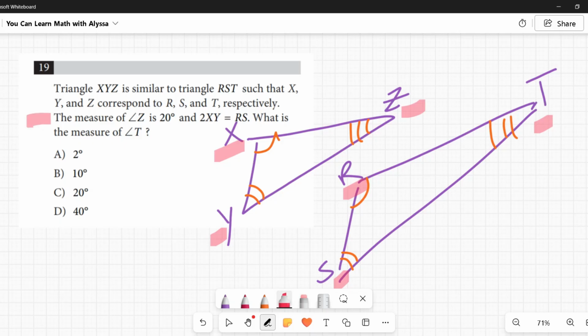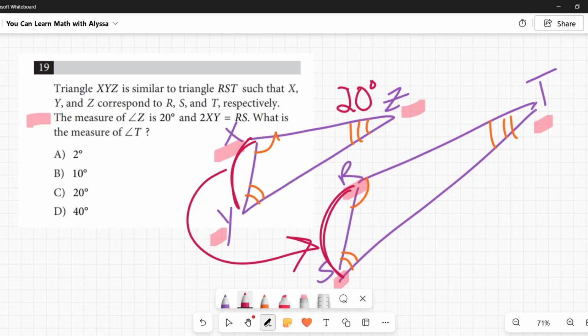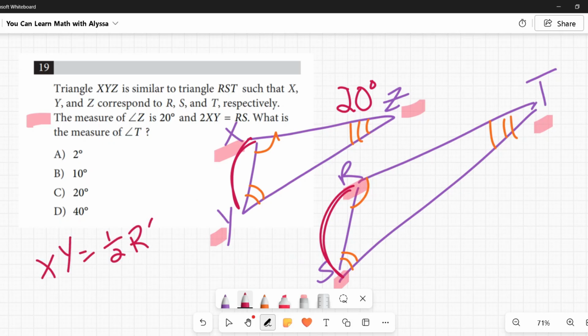Let's keep going. The measure of angle Z is 20 degrees. And 2 times XY equals RS. So that means XY is half of RS, because if I multiply XY by 2, I get RS. So XY is equal to 1/2 RS, and my RST triangle is twice as big. Do I even need that information though? Spoiler alert, no I don't.